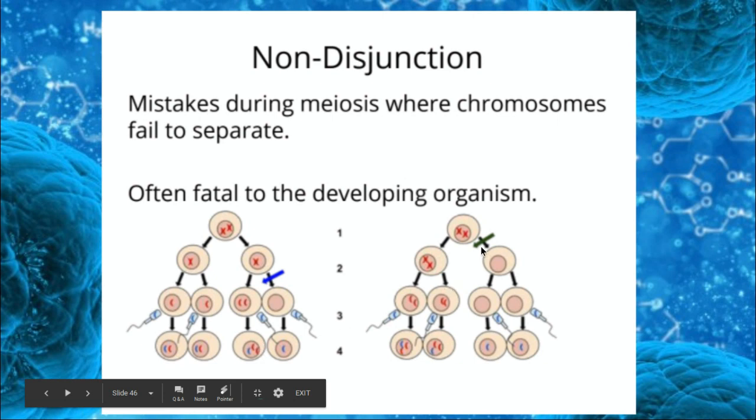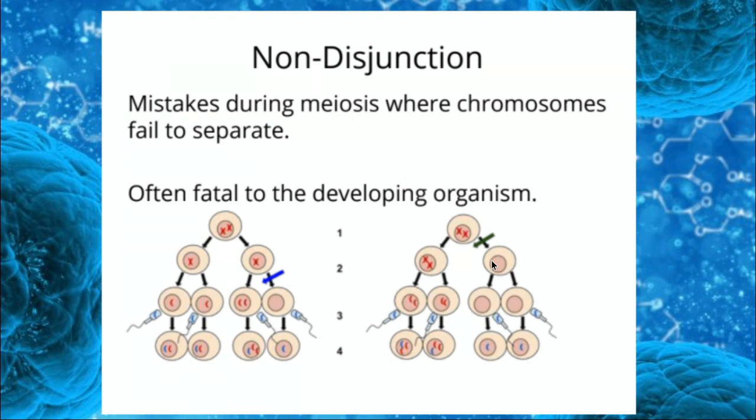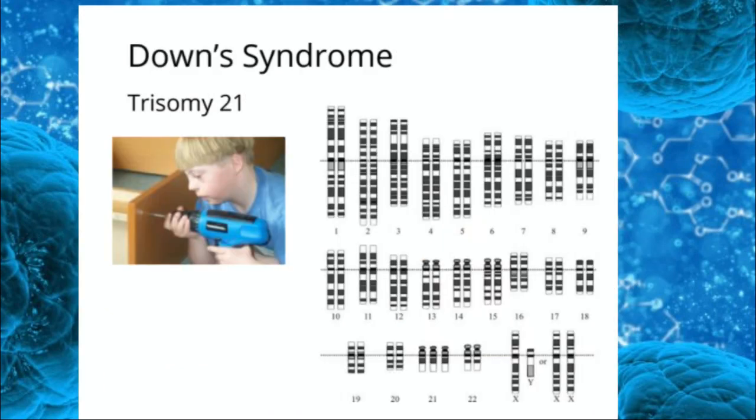In this case, non-disjunction occurred in the first round of meiosis, and so you end up with egg cells with no chromosomes of a particular chromosome number in that egg cell. Often these are fatal to a developing organism. Miscarriages arise, it doesn't proceed on.